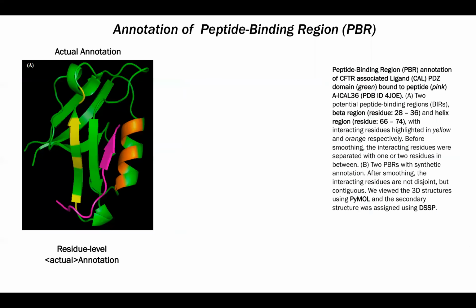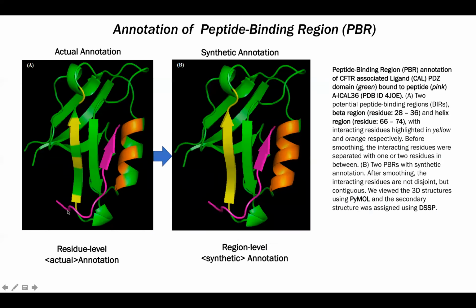Then we annotated the peptide binding residues or regions based on the 3D coordinates of the residues at the atomic level, specifically the atom records in the PDB file. We annotated an amino acid as interacting, which are these yellow and orange highlighted residues here, if at least one of its heavy atoms stays within 6 angstroms of a heavy atom of a peptide, which is highlighted in pink here. On top of this actual annotation, we did a smoothing to have a local region of interaction, like a beta sheet here and a helical region here.